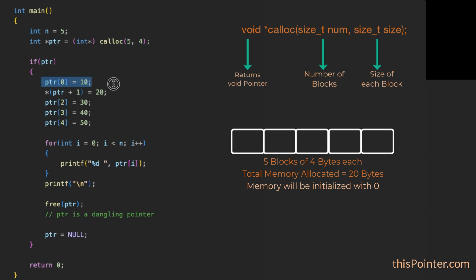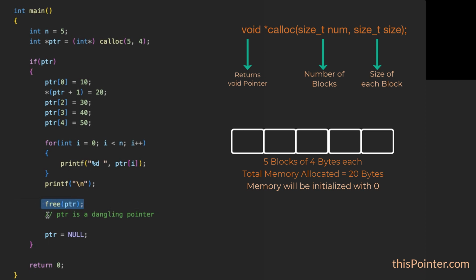After that we can use the subscript operator to access the individual elements in the allocated memory, or we can also use pointer arithmetic to access the individual elements in the memory allocated on the heap. Like here we initialized 5 elements with values 10, 20, 30, 40 and 50, and then we are iterating over all the 5 elements, accessing each element using square brackets along with the pointer and printing them on the console. After that we are deallocating the memory back on the heap by calling the free function.